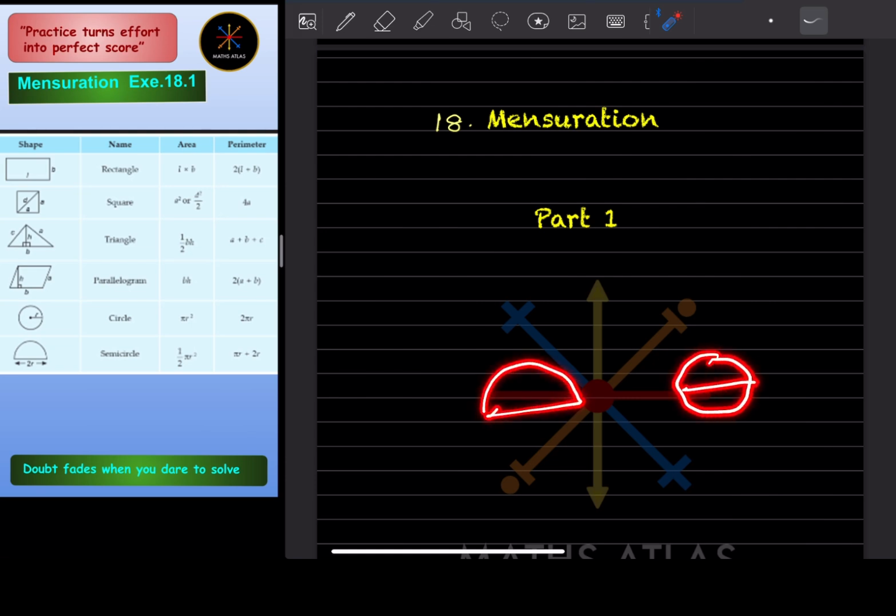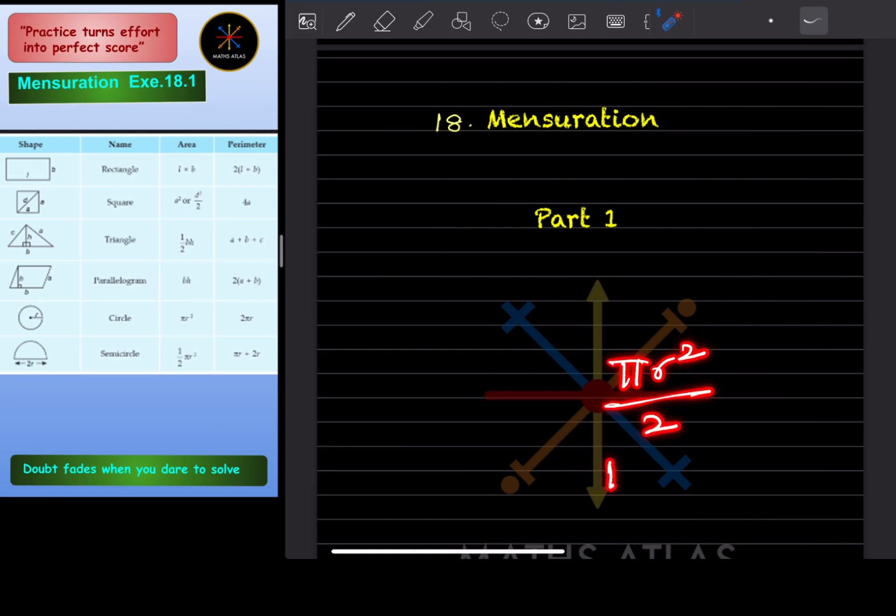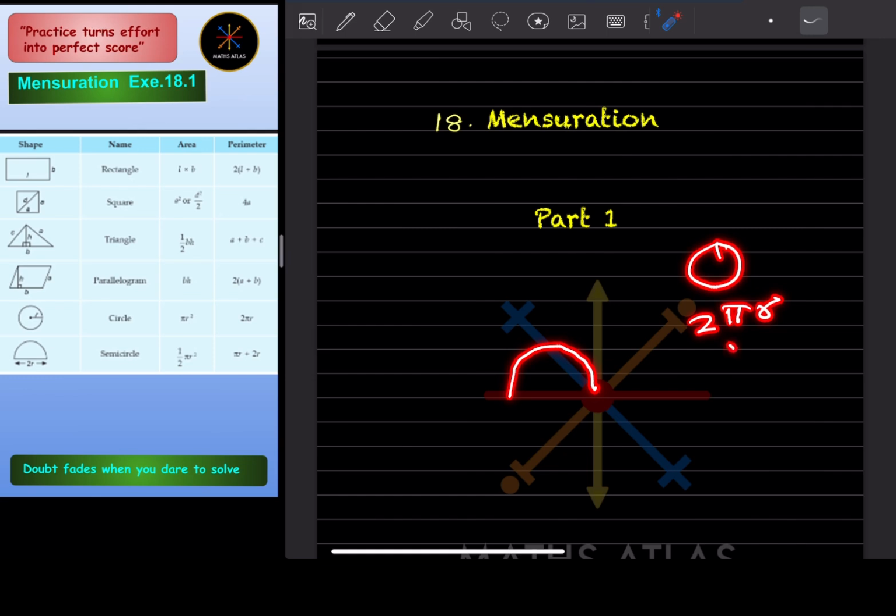Now see here, this is the circle. This is half of it, which is called the semicircle. So it's the same: pi r square is the area of the circle, so you are going to divide by 2. That is 1 by 2 pi r square. And for the perimeter of the semicircle, 2 pi r is for the full circle. So when you take half of it, that is 2 pi r by 2. So the 2s get cancelled. So this is going to be pi r plus, now this is for this part.